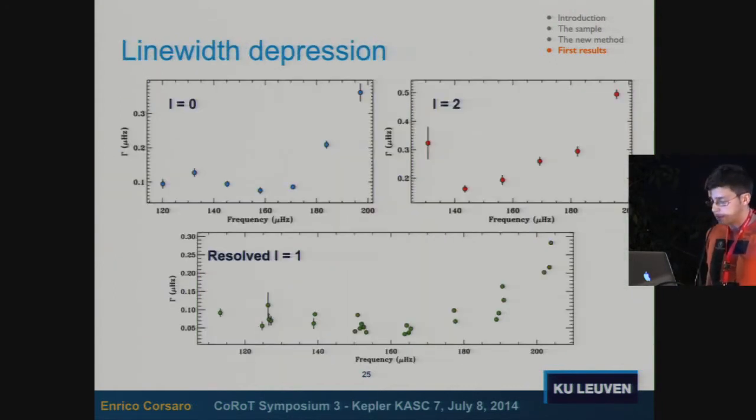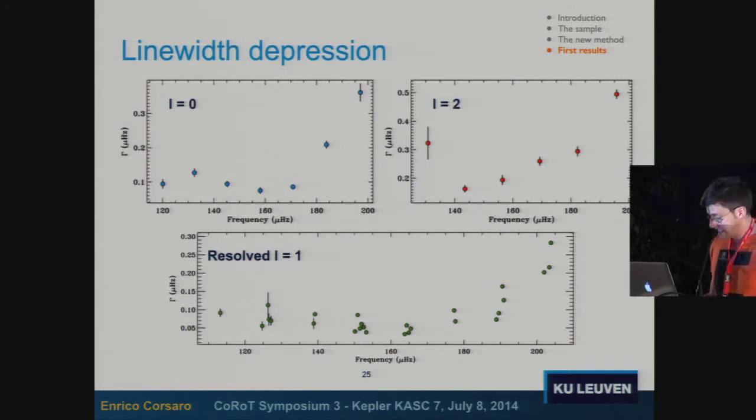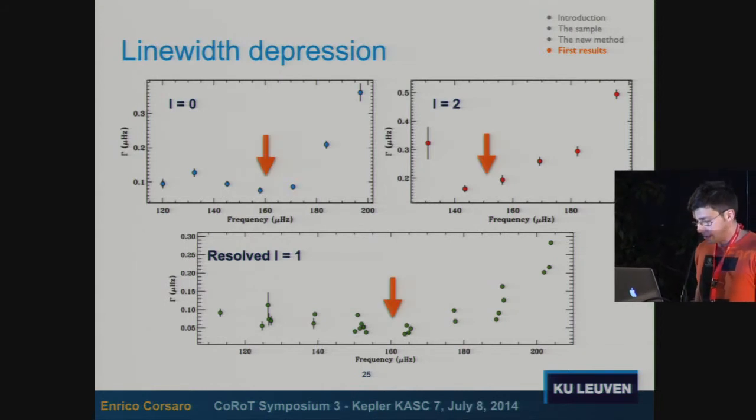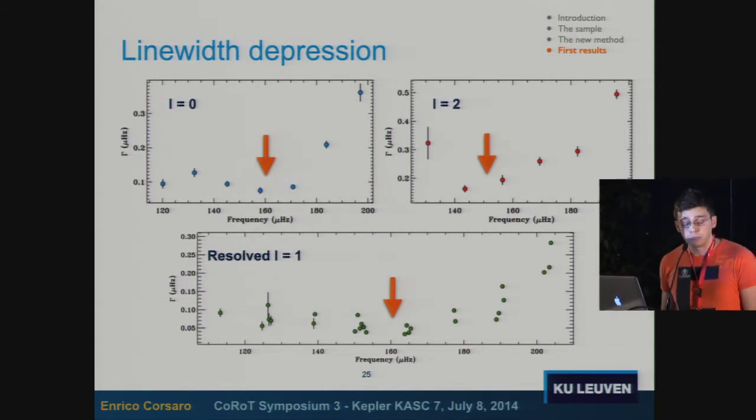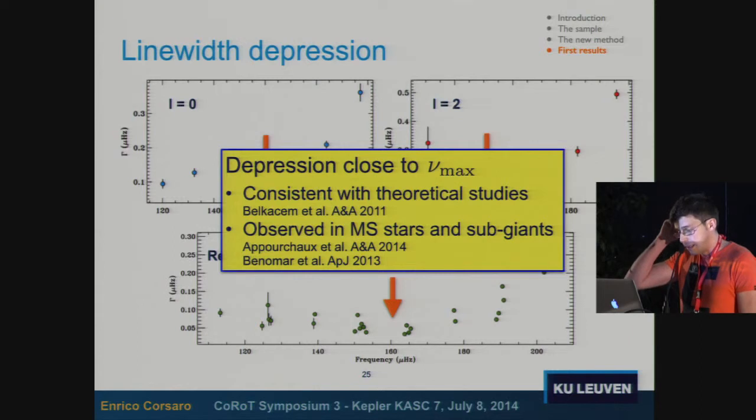This is just to show you a very quick result with the analysis of the line widths of the different angular degrees. As you can clearly see, we have a depression in the line width trend occurring close to the position of nu max. It's something expected and is consistent with the theoretical studies, where the depression is caused by a resonance with a superadiabatic layer in the star, and it's also observed in main sequence and subgiant stars.